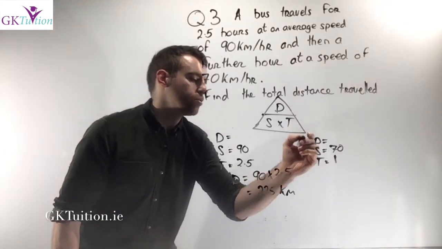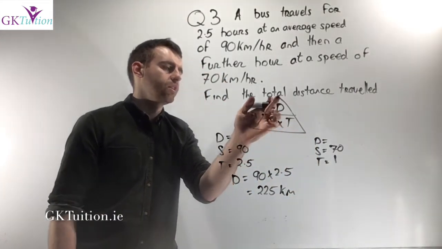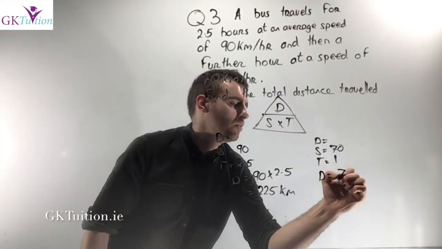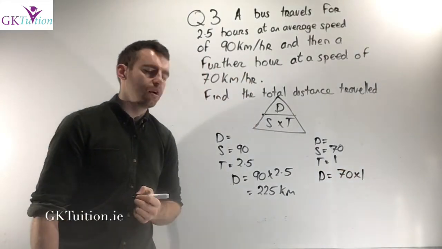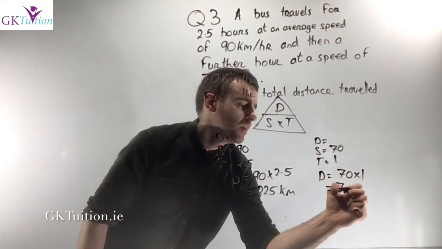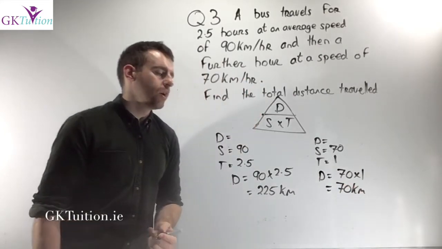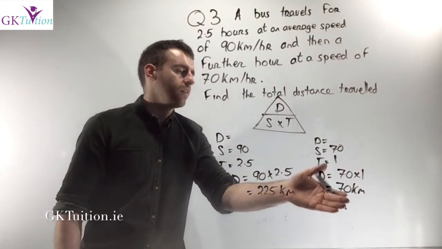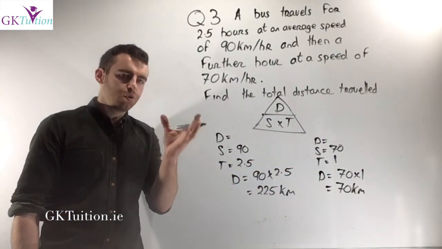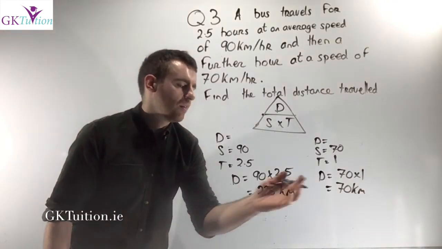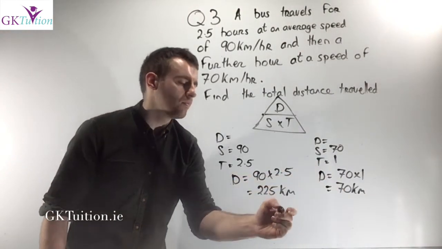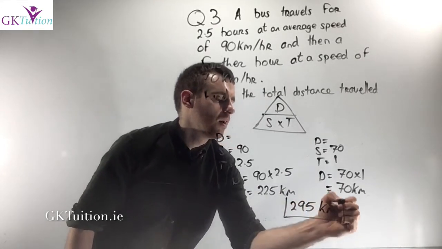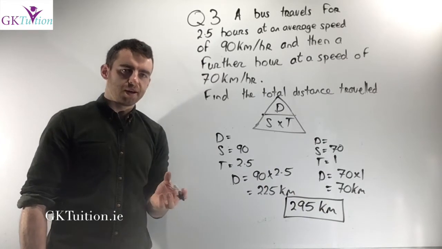To work out the distance travelled at the other speed, once again it's speed multiplied by time. So distance in this case is speed, which is 70, multiplied by time, which is 1. Obviously 70 multiplied by 1 is just 70 kilometers. So I know that he originally went 225 kilometers at 90 kilometers an hour and then 70 kilometers at this speed. I was asked to find the total distance travelled. The total distance travelled will be just 225 plus 70. So the total distance travelled in this scenario is 295 kilometers. And that's your final answer for the first part of this question.